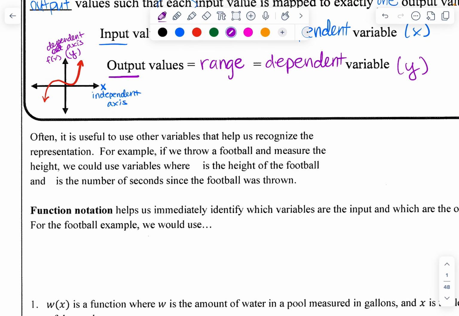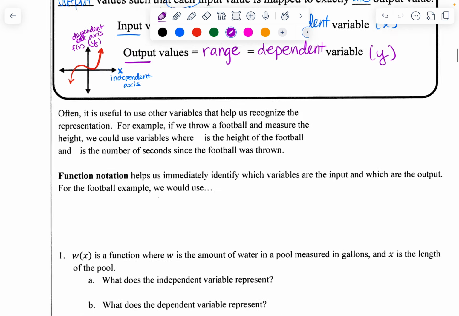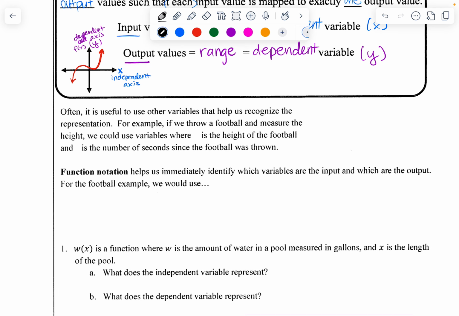So here we go. Often it's useful to use other variables that help us recognize representation. For example, if we throw a football, since we're in football season, right? So if we're looking at a football, let's just say we can use this graph right here. I want to know how high that football will be thrown, but that also depends on the amount of time, or the number of seconds, since the football was thrown.